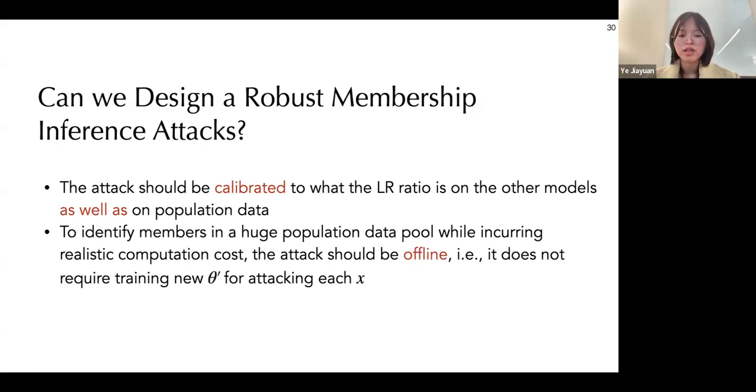Additionally, because we often need to identify members in a huge population pool, for realistic computation cost in that setting, the attack should be offline. That is, it shouldn't require training new shadow models or reference models for attacking each data point. What do I mean by that? In previous examples, the reference models are trained without X for each X you want to attack. And here in this attack, we want to train the same reference models for attacking each X.